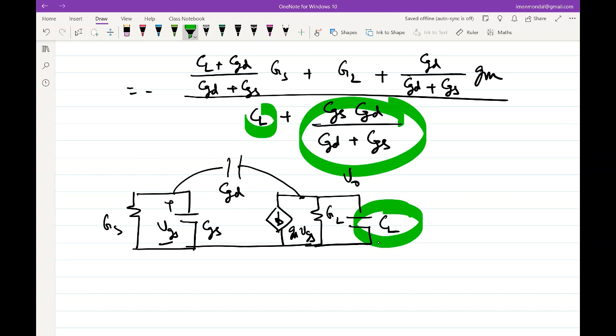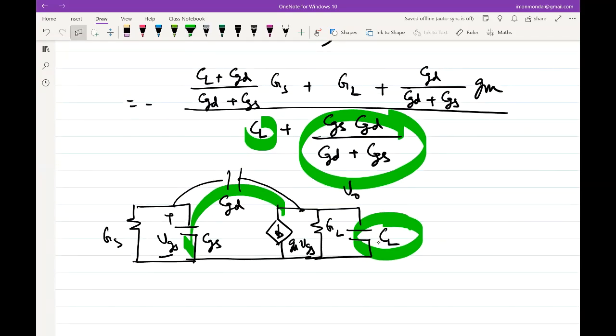Right? So if I neglect GS, then this looks like the series combination of CGD and CGS, and that combination comes in parallel to CL. So the total capacitance I should expect is CL plus that series capacitance if I neglect GS. Okay, so at least that part, there is some explanation to it.